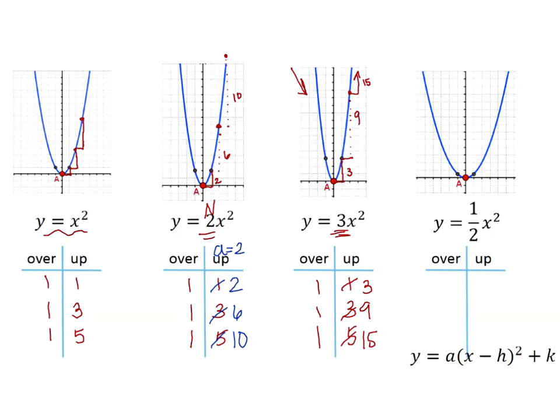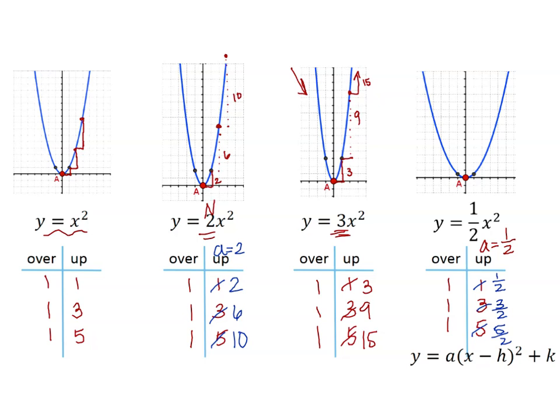All right, and last one. Now our A is equal to 1/2. So I'm going to start with my same 1, 3, 5. But now I need to multiply each one of these by, you guessed it, 1/2. So that's going to be 1/2. This will be 3/2, which is 1.5. And this will be 5/2, which is 2.5.